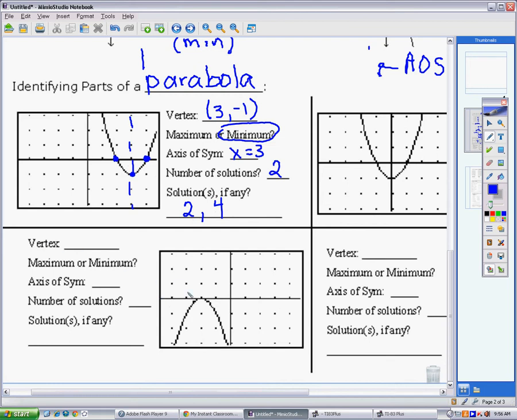On this bottom one, my vertex is right here. That's at -2, 0. This time it is a maximum. It's at the top of the graph. My axis of symmetry is going to be x equals whatever my x coordinate is, -2. I only have one solution this time. My parabola's vertex is the only thing touching the x-axis, and that's at -2.